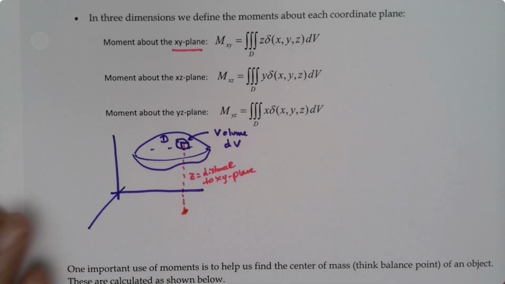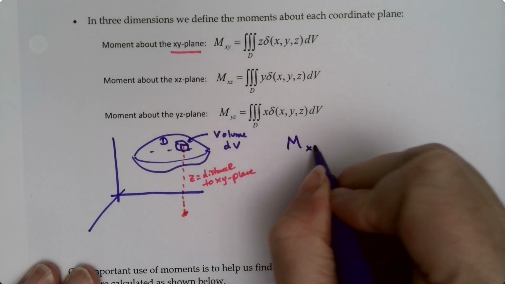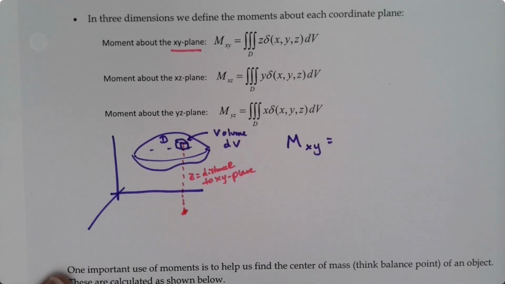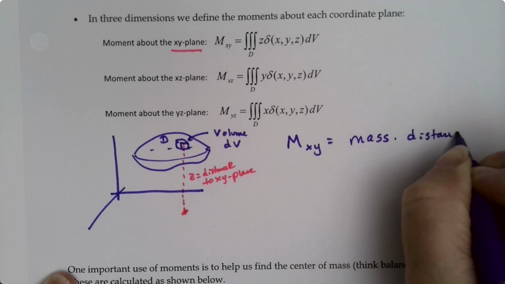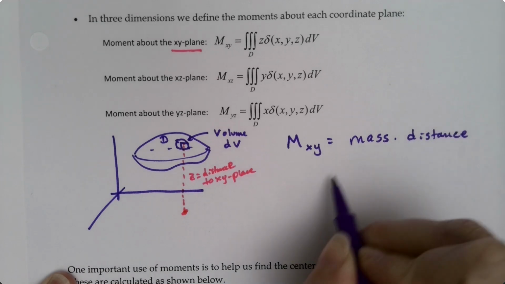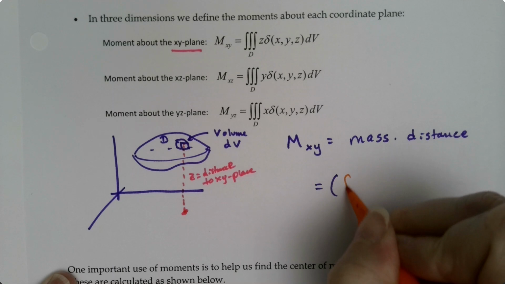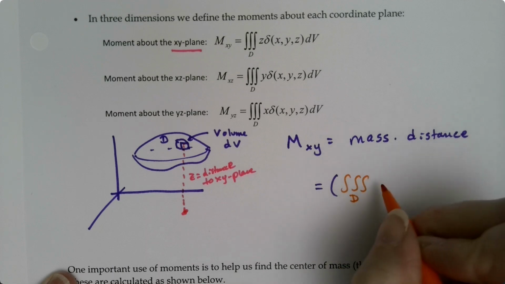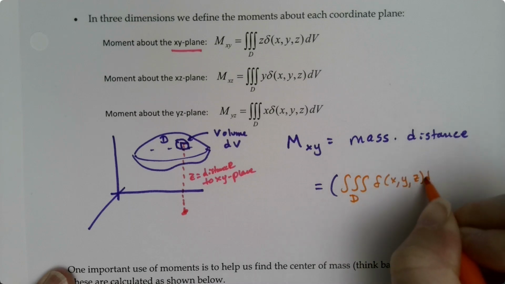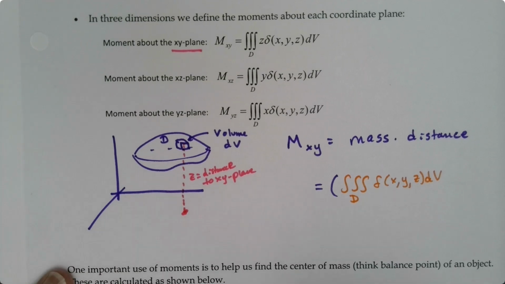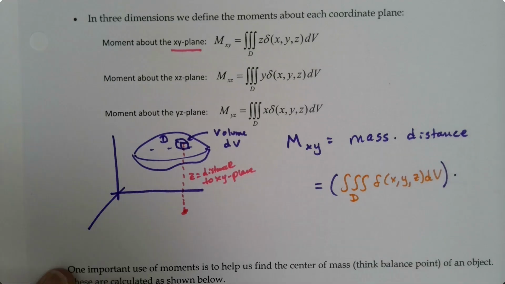So then the moment for xy is mass times distance still. But mass we find with now the triple integral over the solid of the density function for that volume, right? So it's volume times density, if you will, times the distance, which we found, which was z.